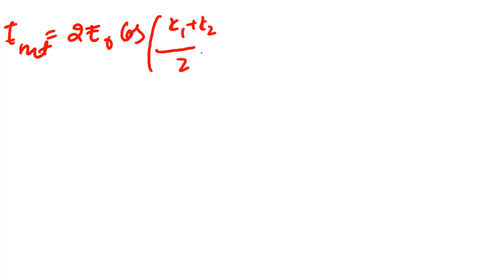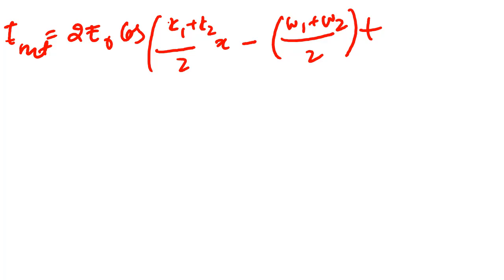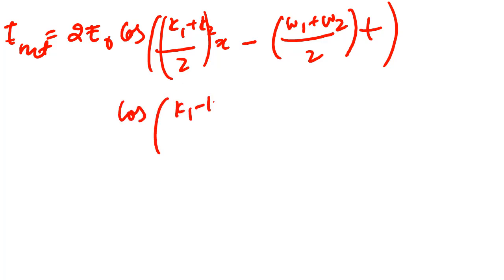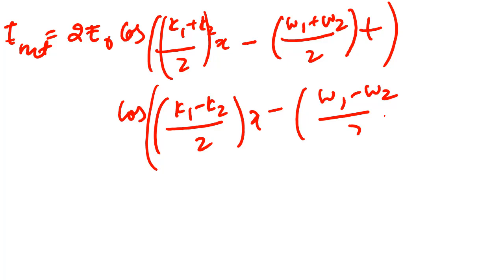So now I could write the net electric field as 2 times E0 cosine [(k1 plus k2)/2 x minus (omega 1 plus omega 2)/2 t]. This is (A plus B)/2, and then I have (A minus B)/2, so I would have cosine [(k1 minus k2)/2 x minus (omega 1 minus omega 2)/2 t]. We're just simply adding up 2 waves that have different wavelengths and different frequencies.